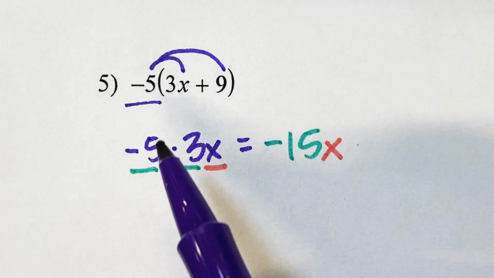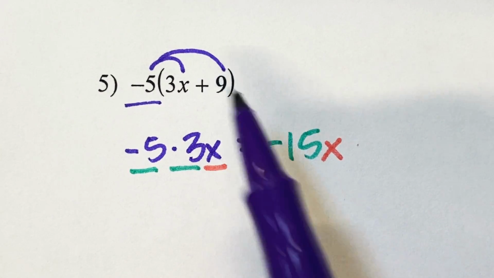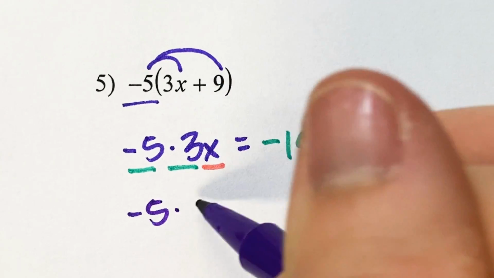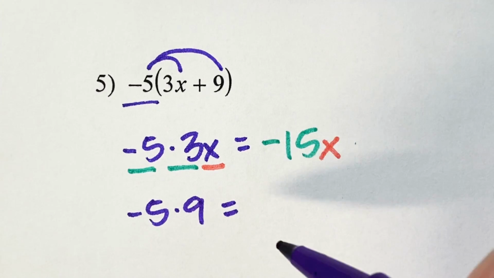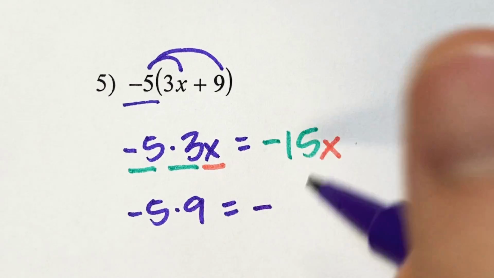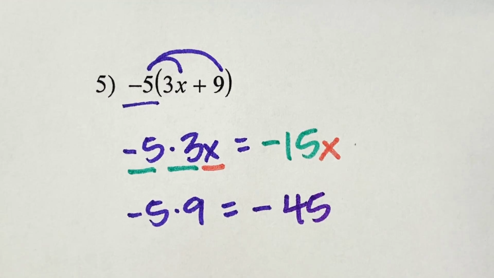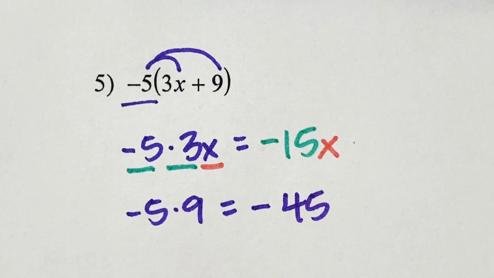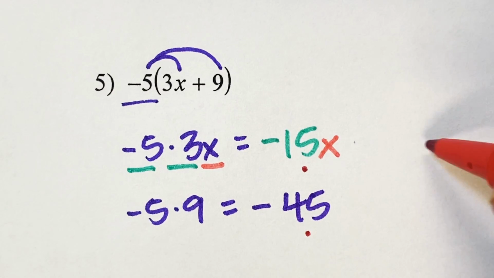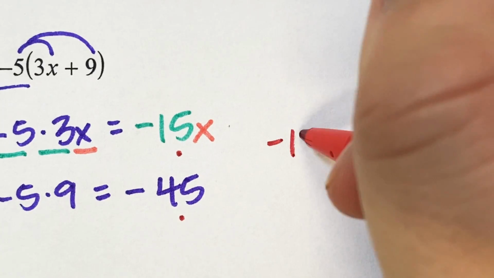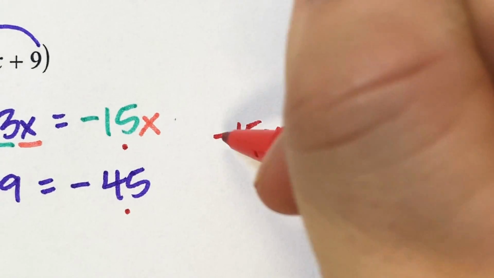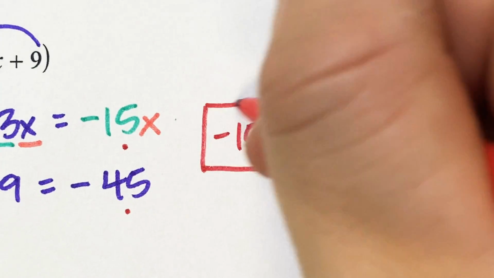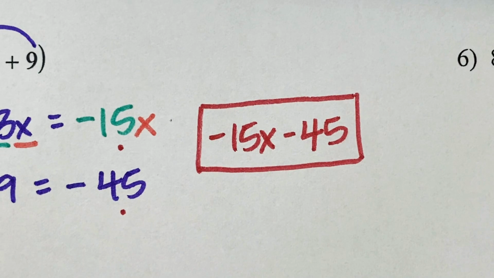Okay, now we need to take our negative 5 and multiply it to positive 9. So negative 5 times 9 is going to give me a negative times a positive, gives me a negative. 5 times 9, 45. Okay, last step, rewrite them together. So we have negative 15x minus 45, and that is our simplified answer.